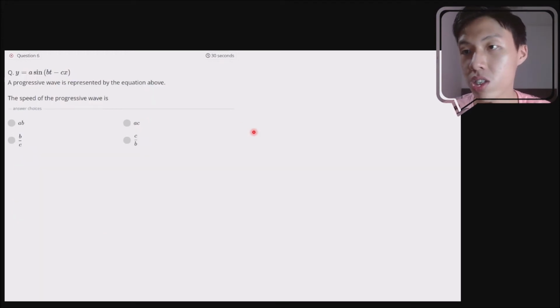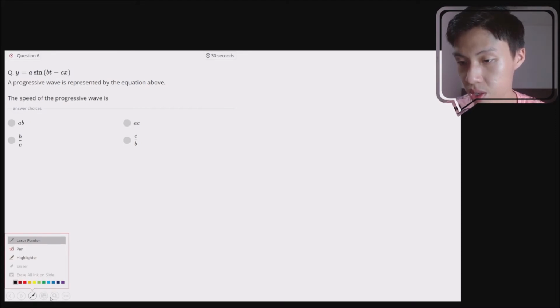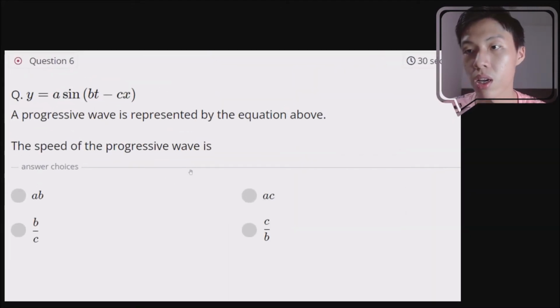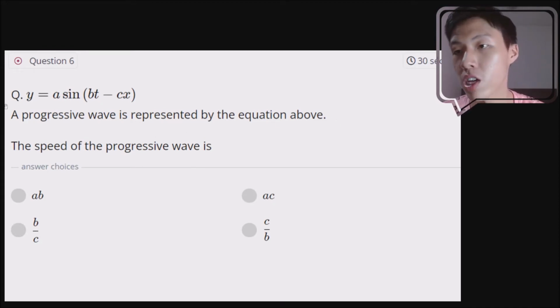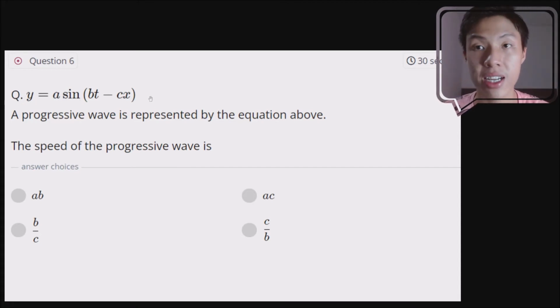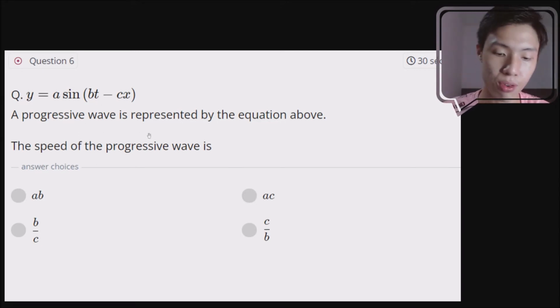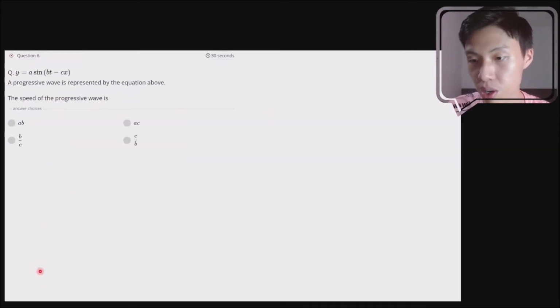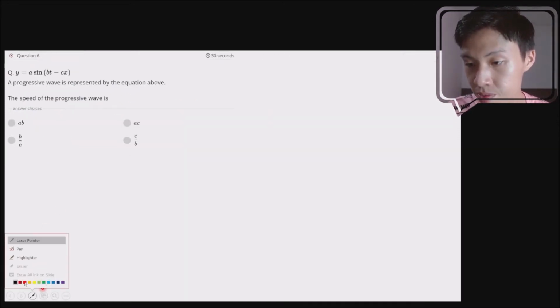Next, this is question 6. Question 6 says that you have a progressive wave which is represented by the equation above. The equation is y equals a sine(bt minus cx). This equation represents a progressive wave. Now they ask for the speed of the progressive wave. This should be quite straightforward actually.